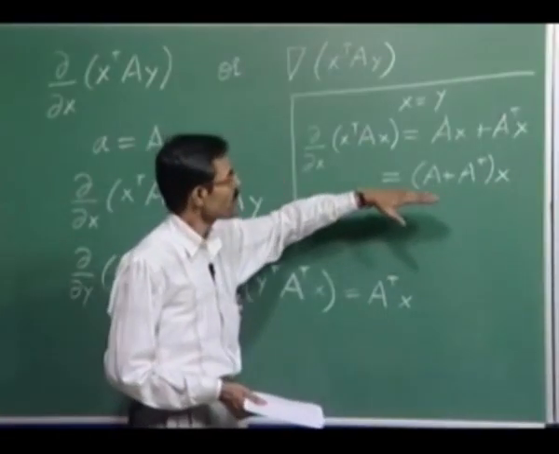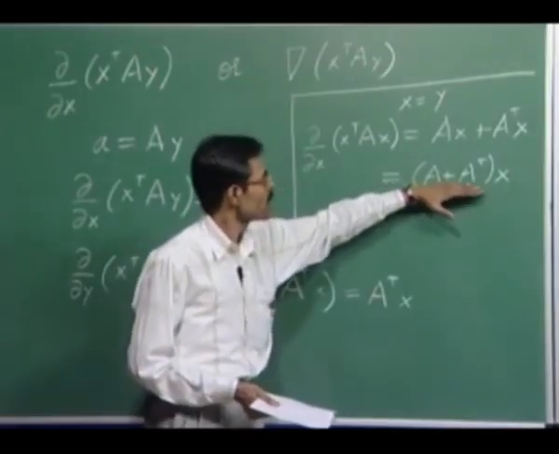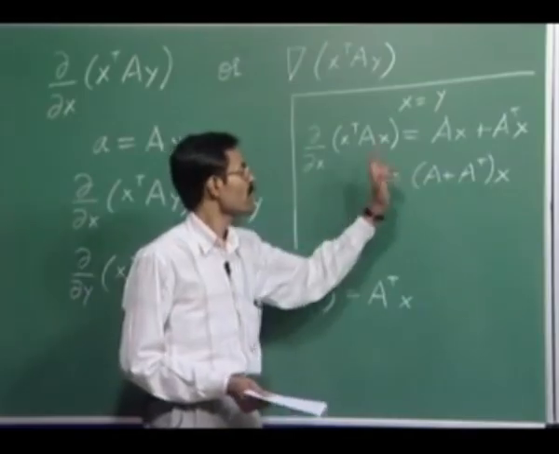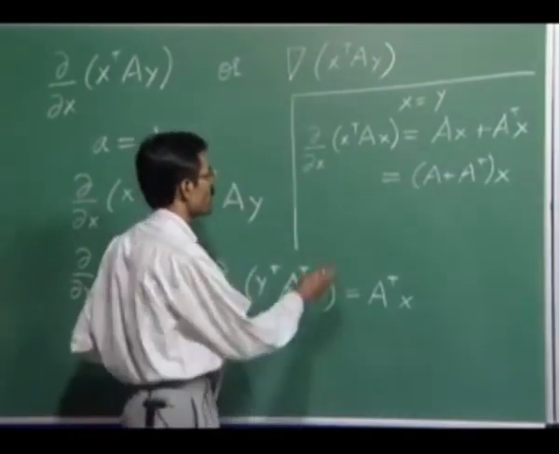Now, note that this is a vector function, this is a gradient. If we differentiate this, then we get the Hessian of the original function. That is the second order derivative.